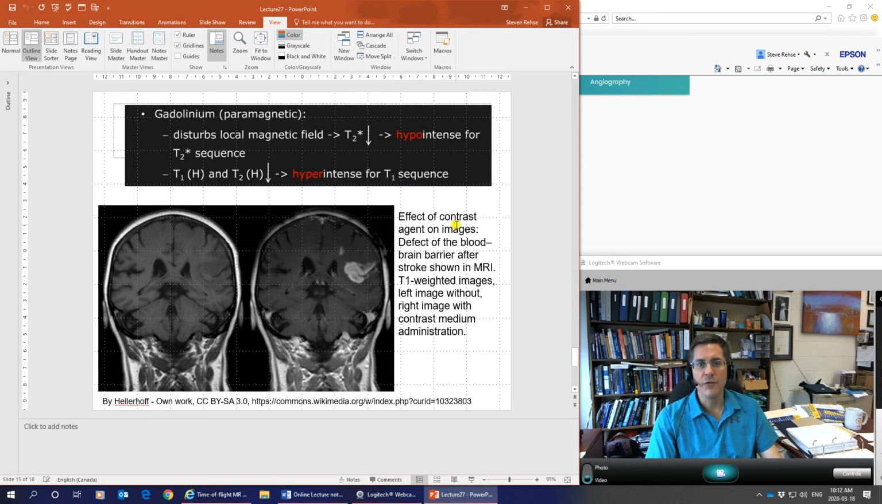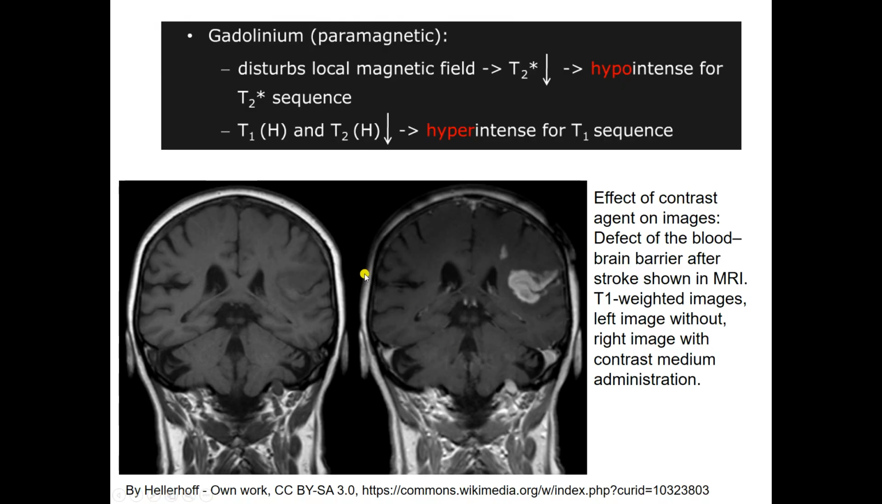So here is showing the effect of contrast agent on images. This is a defect of the blood-brain barrier right here, shown in an MRI image. This is a T1 weighted image. In the left image, without contrast, it's here. Can you see it? Barely. You inject the contrast, which goes into the blood.